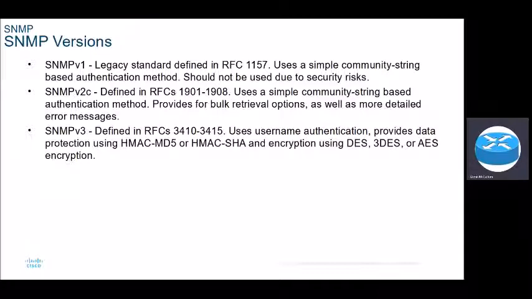It was defined in RFC 1157, uses a simple community string based authentication method, and should not be used due to security risks. Version 2c uses a simple community string based authentication method, and provides for bulk retrieval options as well as more detailed error messages. SNMP version 3 is where they actually got some decent encryption, and so it uses username authentication, provides data protection using HMAC, either MD5 or SHA, and uses encryption with DES, 3DES or AES, so much better solution. I think there is a version 4 out now as well.